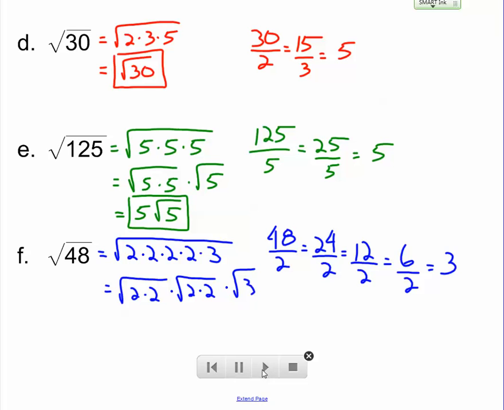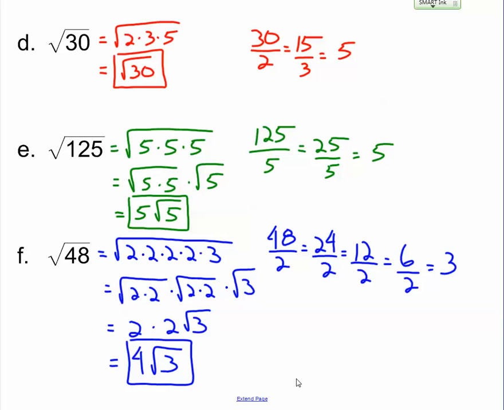And we've got that 3. Okay? So this is actually a 2 and a square root of 3. And 2 times 2 is 4. Okay, so the first square root of 2 times 2, or the square root of 4, is 2. The square root of 2 times 2, or the square root of 4, is 2. And the square root of 3 is the square root of 3. And we'll just simplify that. 2 times 2 is 4. So the square root of 48 is equal to 4 times the square root of 3. This is called simplifying radicals.